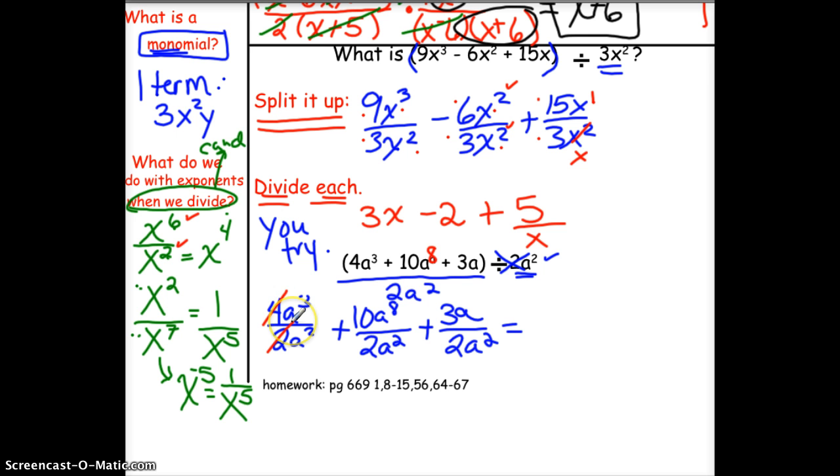4 divided by 2 is 2. 2 of these a's cancel out 2 of those, leaving 1 on the top. First term, done. 10 divided by 2 is 5, and I have 8 a's on the top and 2 on the bottom. So I'm going to end up with 6 of them up on the top.